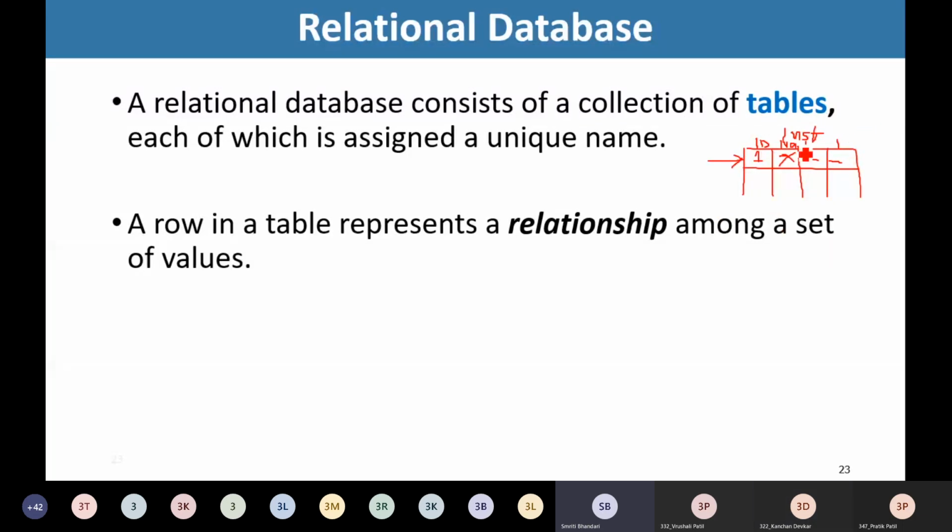A table has some name, and every column of the table represents some attribute. So we are assuming that instructor is the table and the columns are, say, ID, name, salary, department name and so on. Correct? So if I look at one row of this table, what does this row indicate? This row indicates the record of one instructor.